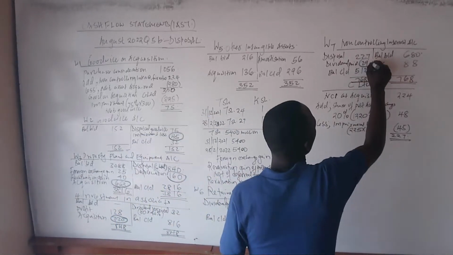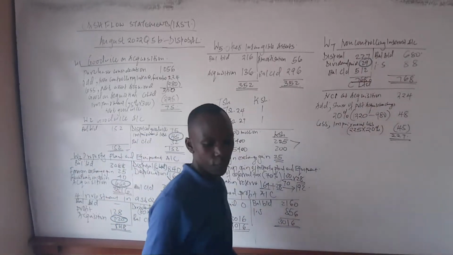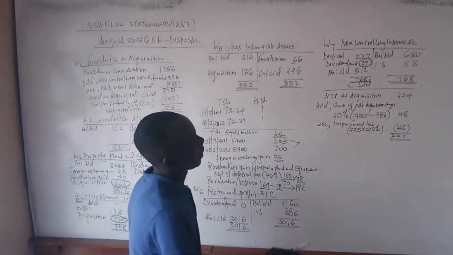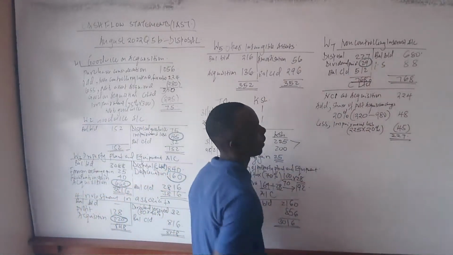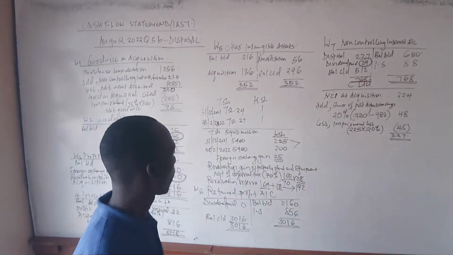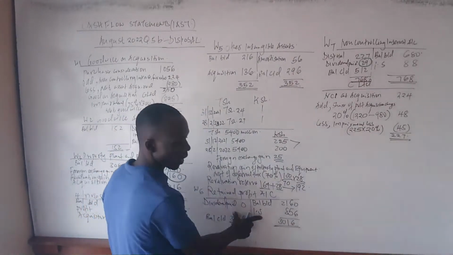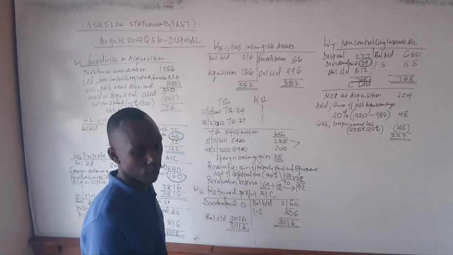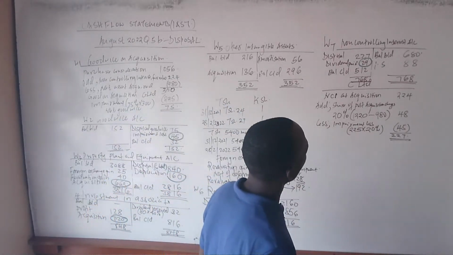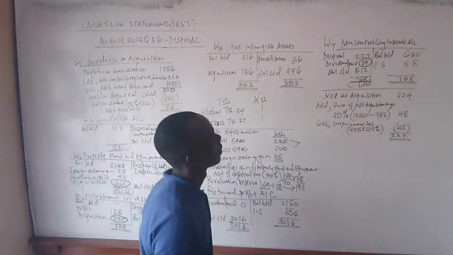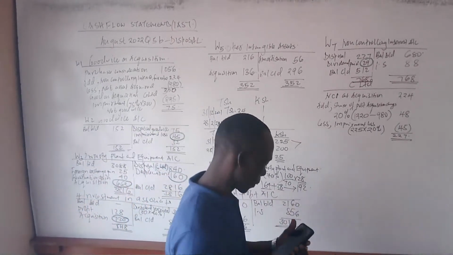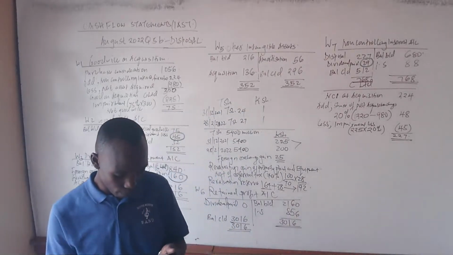Remember, this dividend paid will go to the financing activities cash flows, and it is going to be the dividends that we paid to the non-controlling interest, because we never paid any dividend to the parent company. Any question before we proceed? Then from there, we continue to the next one.